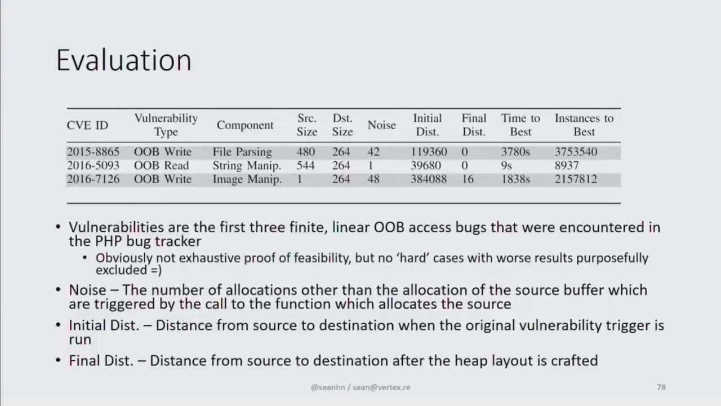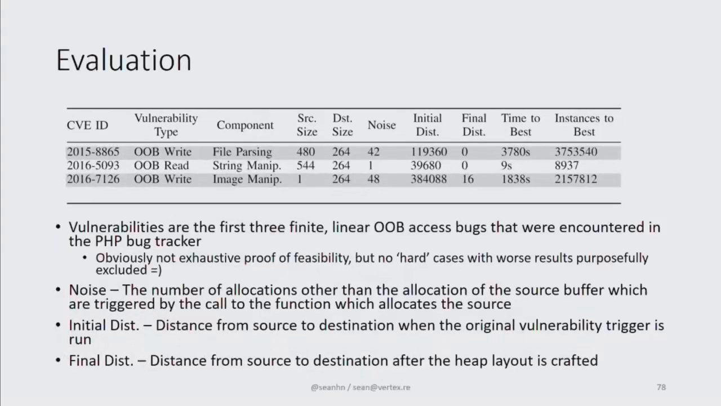So we can see here by default there's quite a large distance between the source and destination. Obviously, if we had a trigger which already put the source and destination immediately next to each other, then the search would just be wasting our time. And the final distance is the distance that the system was able to get the source and destination to be from each other. So we can see in 2 of the cases it achieved a perfect result, and in the final case it was off by 16 bytes. So there was 16 bytes between the source and destination.